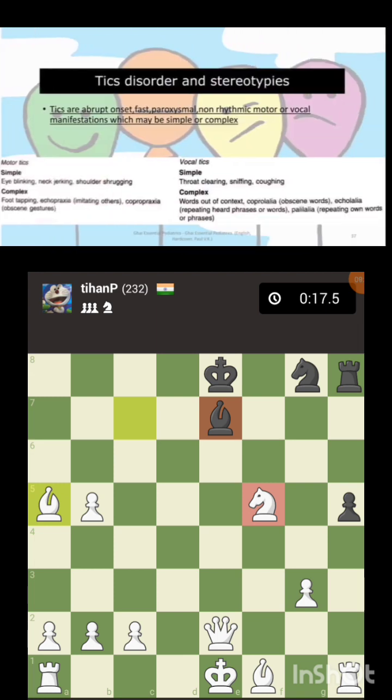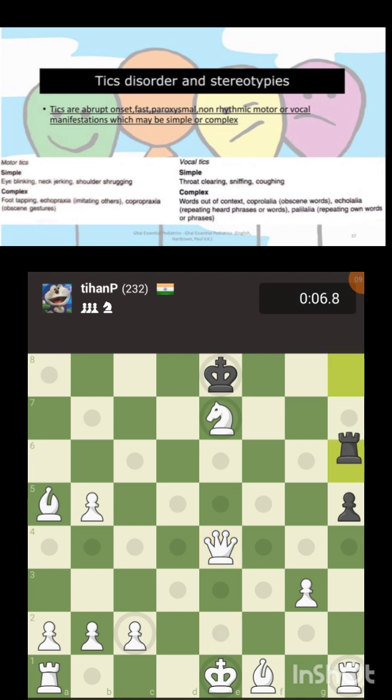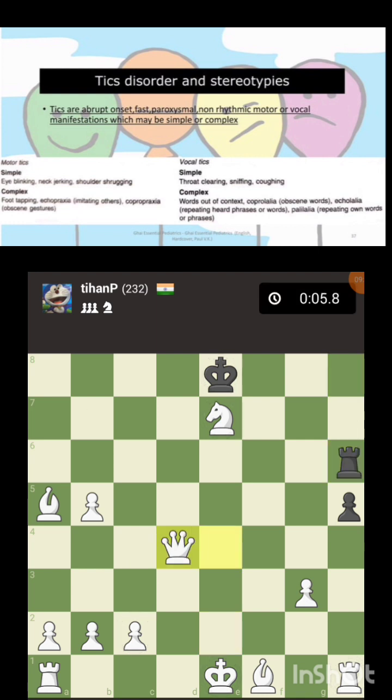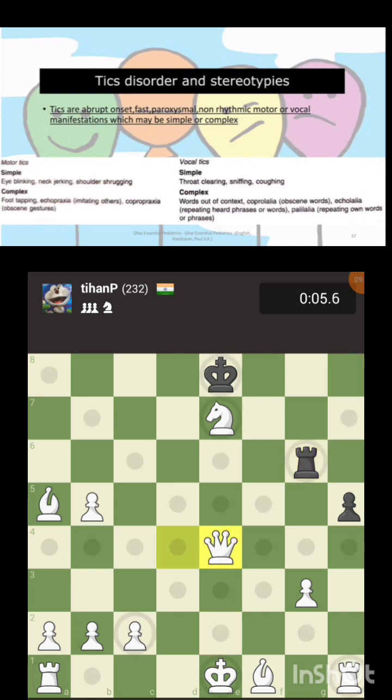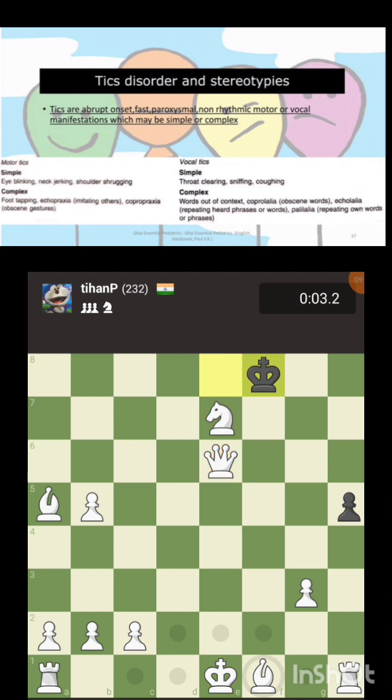There are also tic disorders. Tics basically mean that they blurt out randomly. There's a very famous Twitch streamer who is a woman. Motor tics and vocal tics are there. Motor tics are eye blinking, neck jerking, shoulder shrugging. They may be simple or complex. In the complex ones, you have foot tapping, echopraxia, and copropraxia.